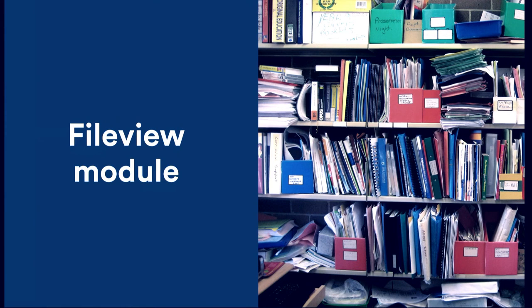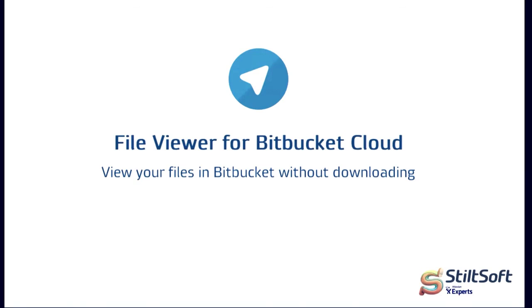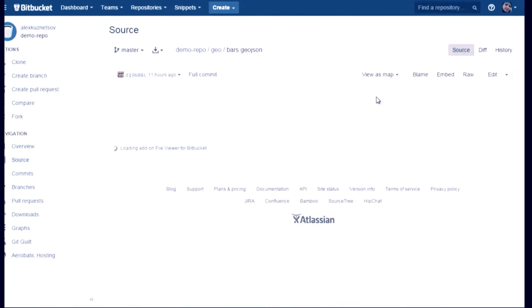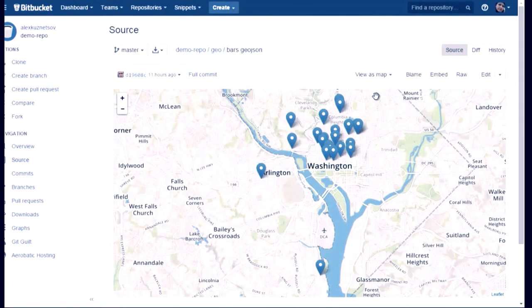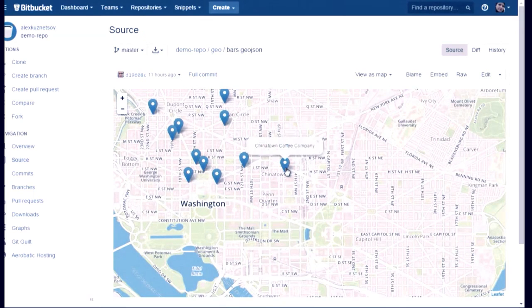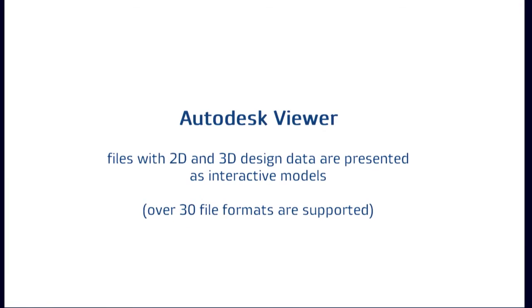And the last item here is the Fileview module. I've saved it for the last because it's the most impressive of them all. So here, I'm going to play a video from one of our partners, Stillsoft, who've developed an add-on using the Fileview module. This is how you can display GeoJSON files inside of Bitbucket. Typically, they would be just a JSON blob, but you can render them as an actual map using this add-on. Why? Because you're able to display any add-on however you like using this module.